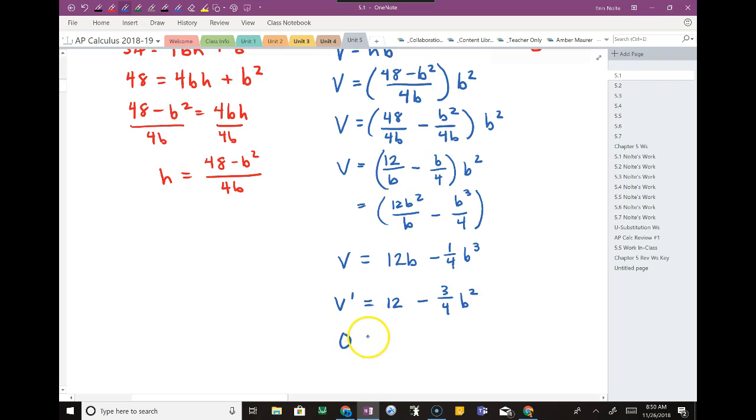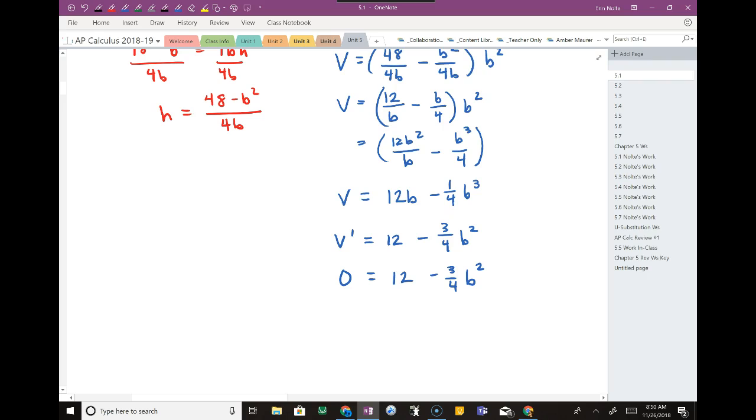Good. So now I set it equal to 0. If I set this equal to 0, what would you do first? Move the 12. Can I go ahead and make it positive since it's going to be a negative on both sides? Okay, then what?